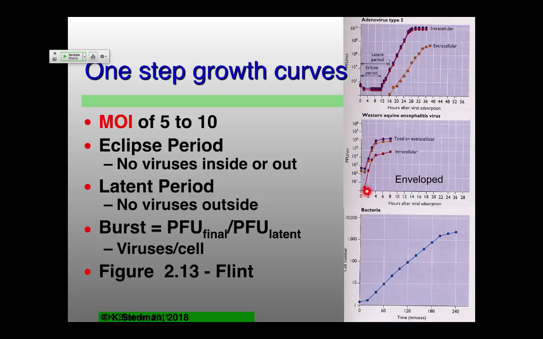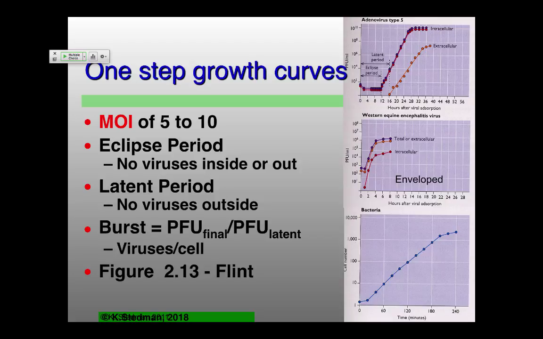So now if you look at an enveloped virus, and again, this example here, Western equine encephalitis virus, if you look at the number of intracellular particles and the extracellular particles, they come up at exactly the same time. There's no difference between this eclipse period, which was no infectious virions inside or out, and the latent period. The latent period and the eclipse period are exactly the same. And so what that means is you probably have something which requires the surface of the cell in order to make these infectious particles. And this is very true for enveloped viruses.